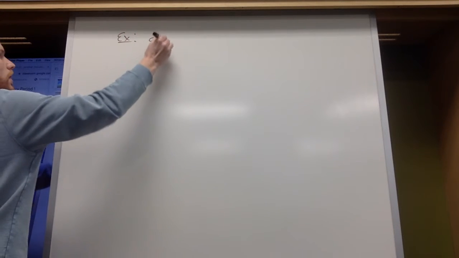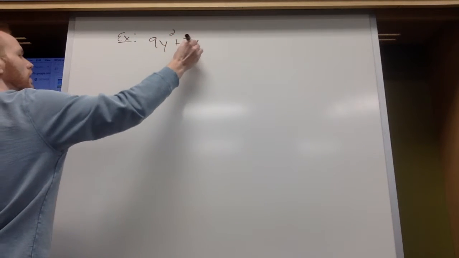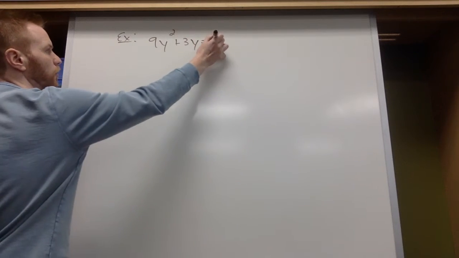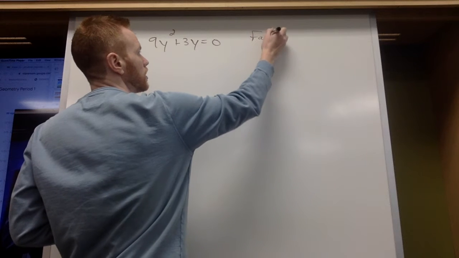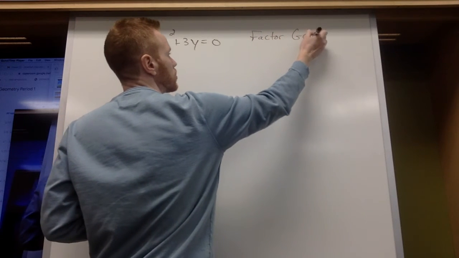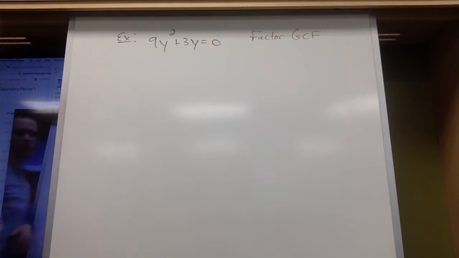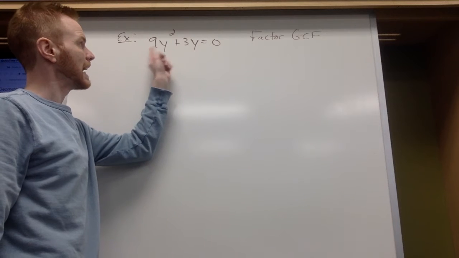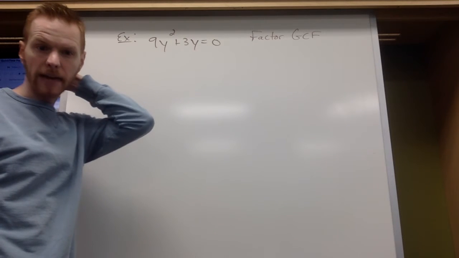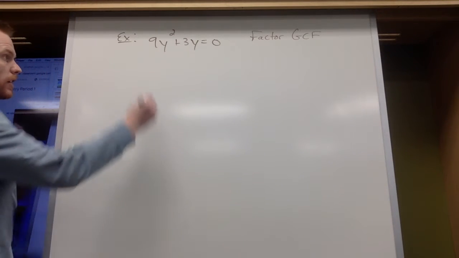So our first example is going to be 9y squared plus 3y equals 0. And we're going to find numbers that give me that. The way we're going to do it is we're going to factor out a GCF, a greatest common factor. So what we're going to do first is look at the coefficients, 9 and 3. What's a factor that 9 and 3 both have in common? The answer would be a 3.